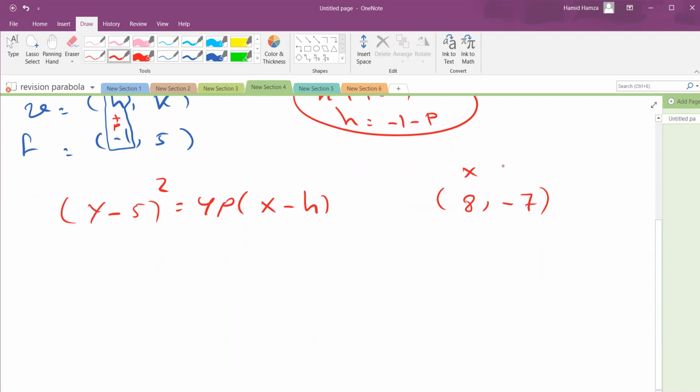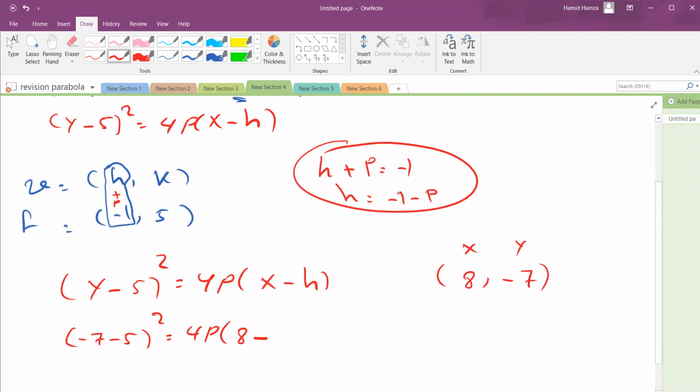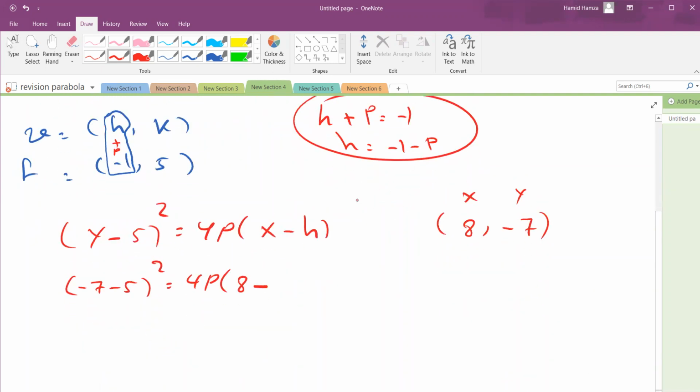This is x and this is y. So it will be (-7 - 5)² = 4p(8 - h). Instead of h, let's write negative 1 minus p, and the negative sign here will make it positive: 1 plus p, so that we have an equation in one letter. Together: negative 12 squared is 144, equals 4p times (9 + p).